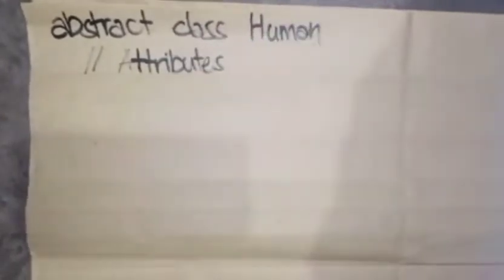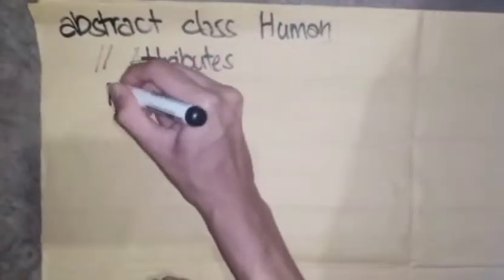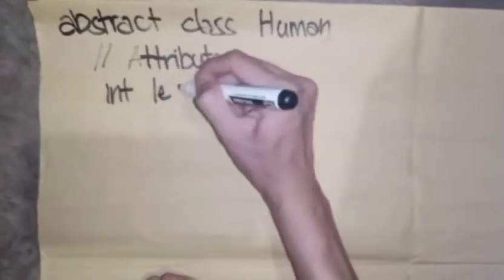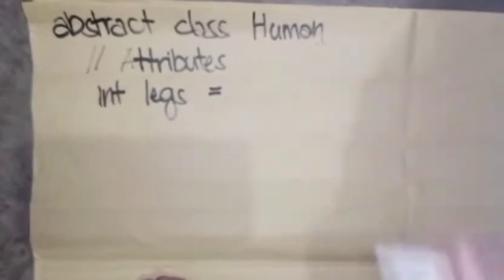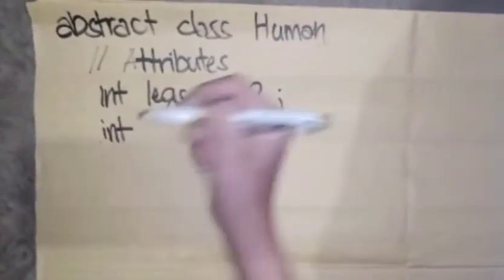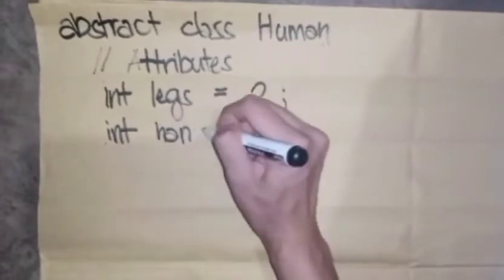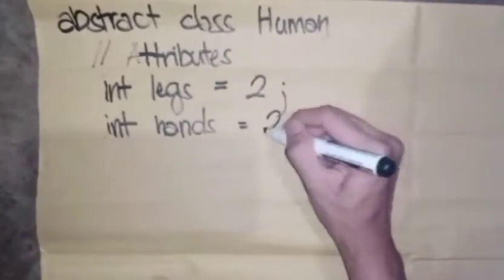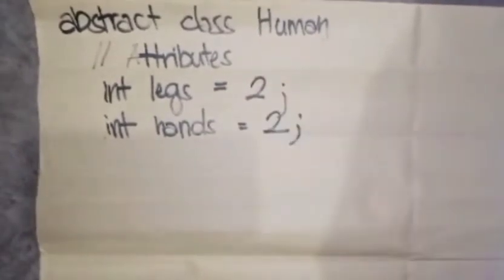This line is a comment saying attributes, so you may know that the next lines we're going to write are the attributes of our superclass human. We have our first attribute, an integer attribute with a name of legs and a value of 2, and an integer attribute with a name of hands and a value of 2.